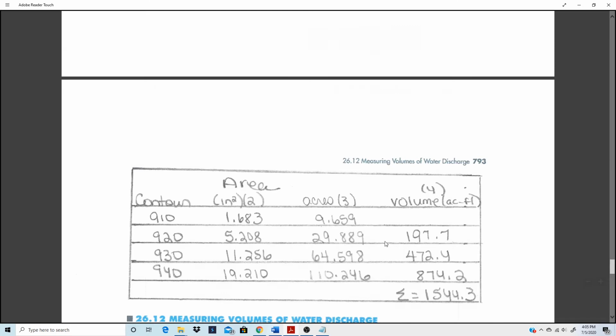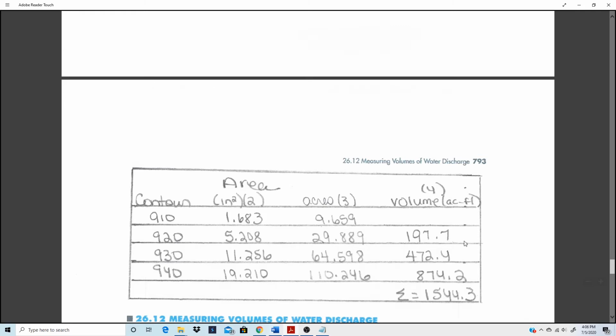We're going to take an average of these two areas, divide it by 2, and this is acre foot, so it's not going to be volume in cubic yards. So we've got it in acres, so we're going to add these two, divide it by 2, and multiply it by the difference between the two contours. If this is 910 and this is 920, that would be 10 feet. So that's where you get acre foot.